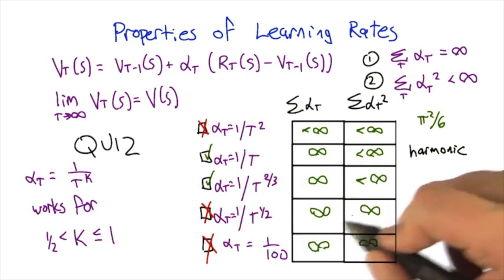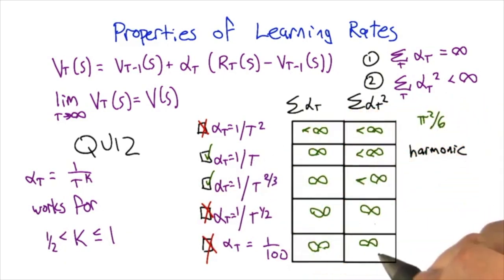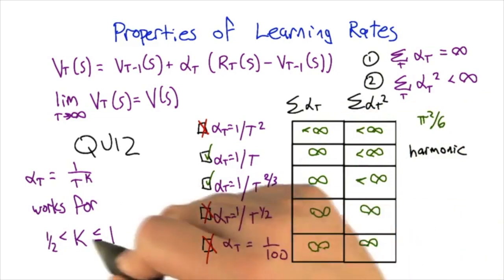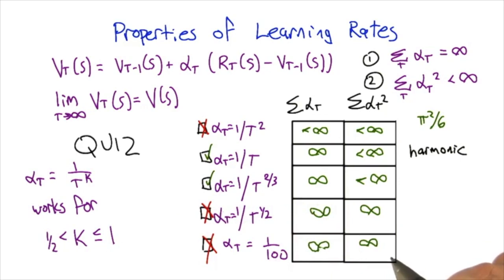But if it's equal to 1/2, it actually fails because then when we square it, we get 1 over t, which has an infinite sum. Right. So it has to be strictly greater than 1/2, but it can be less than or equal to 1. Okay. Any particular reason why you pick one value of k over the other?